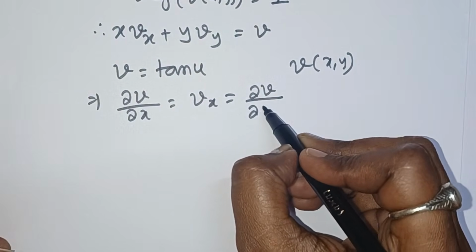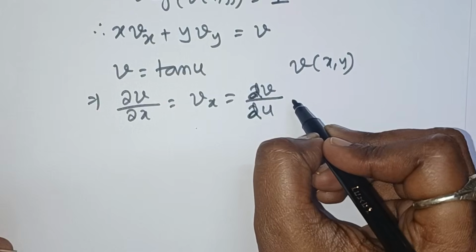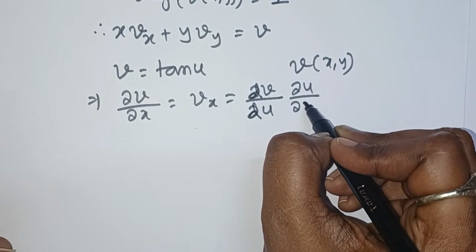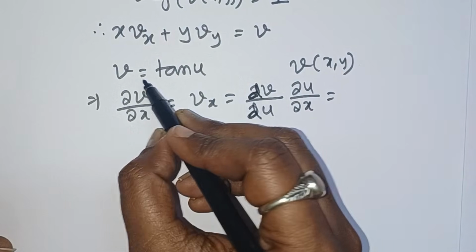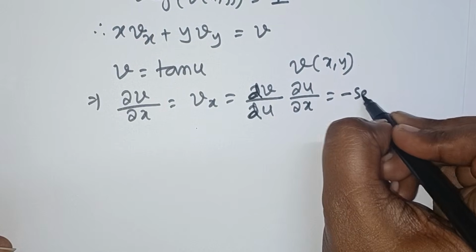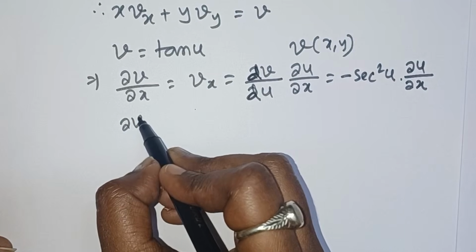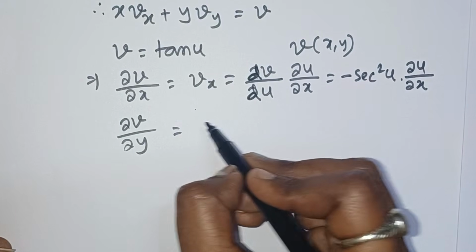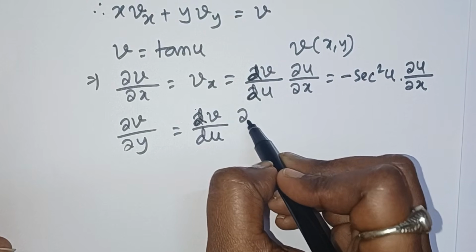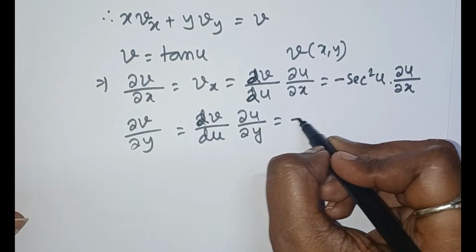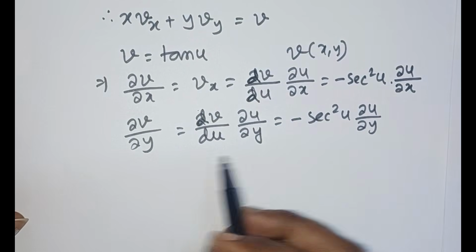So this can be written as ∂v/∂u, or we can write this as dv/du, because v is a function of the single variable u, times ∂u/∂x, and dv/du is equal to minus sec²u, times ∂u/∂x. Now similarly ∂v/∂y can be written as dv/du with ∂u/∂y. We are using the chain rule here. So it is equal to minus sec²u ∂u/∂y.